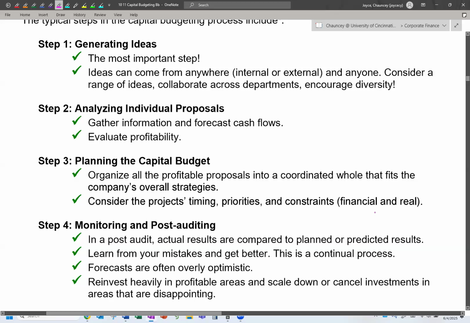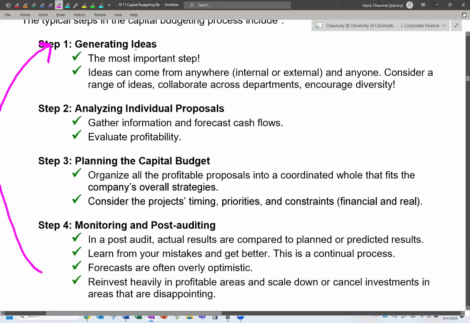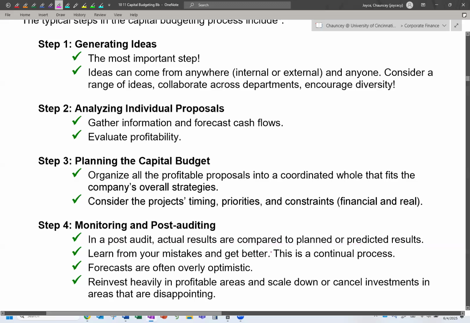And the last step here is to remind yourself that you need to monitor and post-audit. This is an iterative process over and over again. You're generating ideas, analyzing them, planning the budget, monitoring, and again, going back to generating ideas. So in a post-audit, actual results get compared to your predicted results. You don't want to be overly conservative with your estimates or overly optimistic. You want to try to be accurate as much as you can. Learn from your mistakes and get better. No one's perfect. Practice makes progress, as they say.